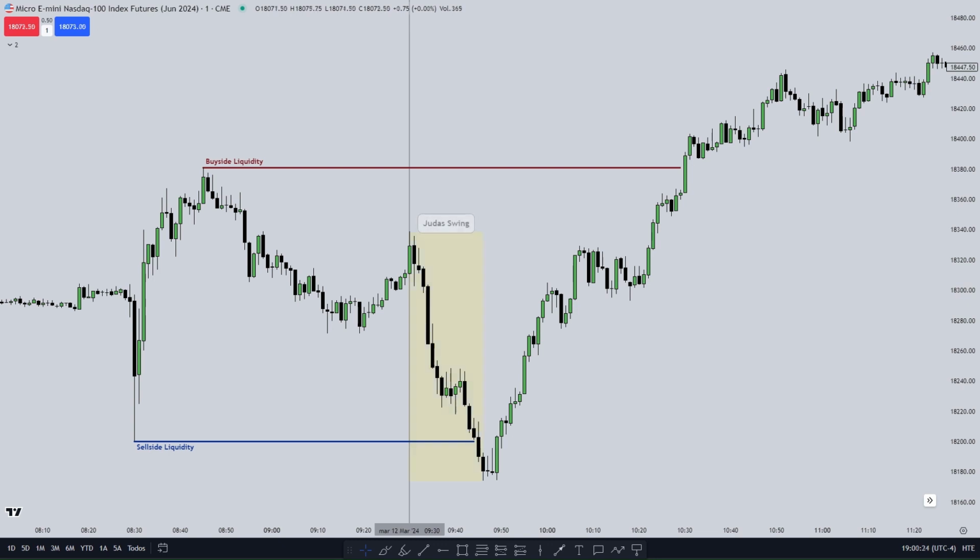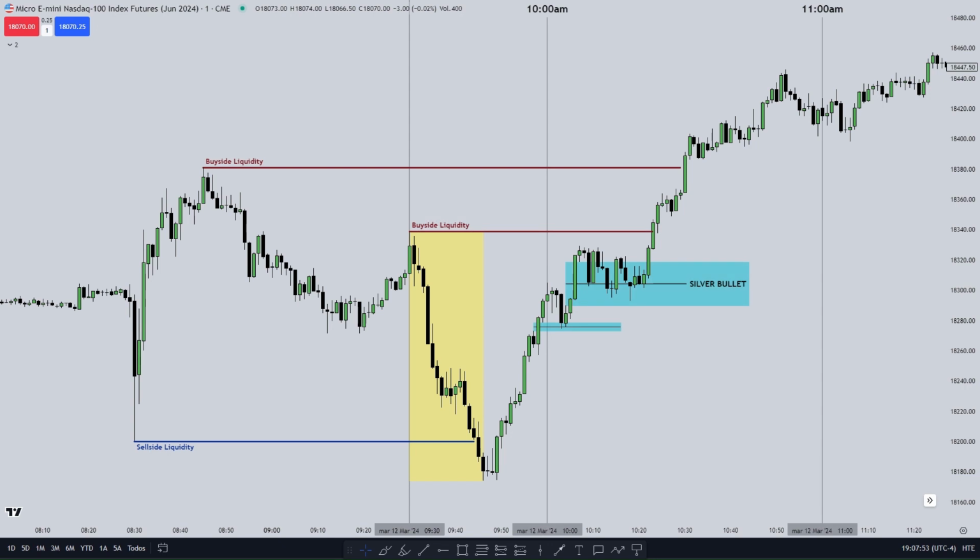candle. This yellow shaded area is the AM session Judas swing. We will be looking for a move that goes above its high as our silver bullet. These are the two fair value gaps that could be used as a silver bullet entry. Our stop must be below the FVG candlestick low.